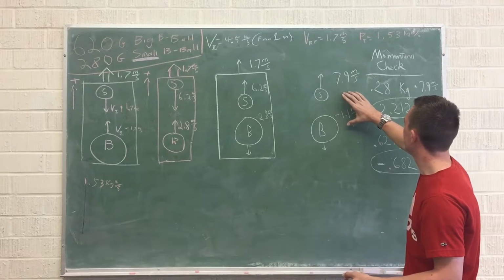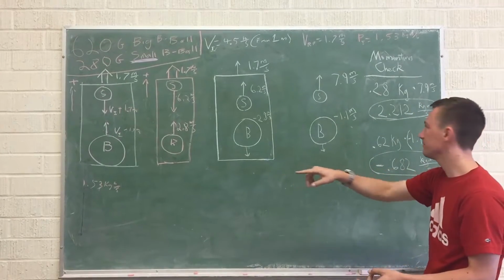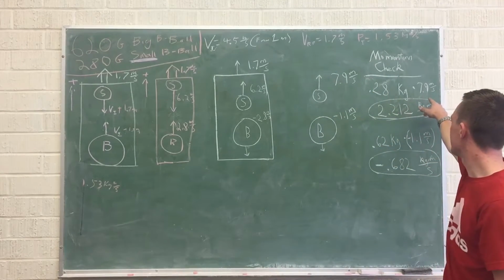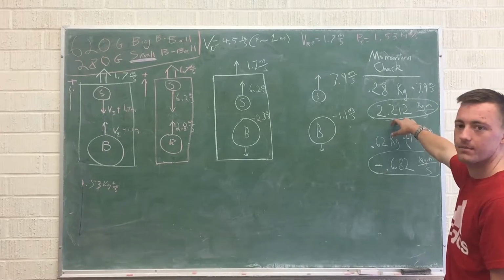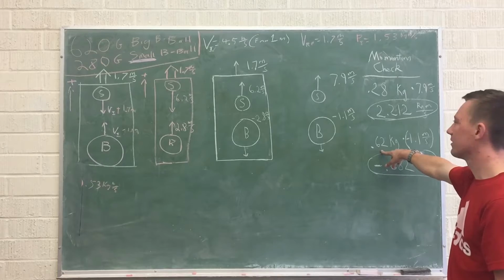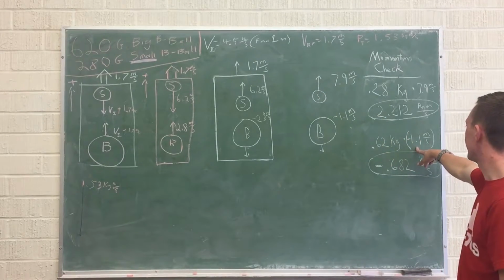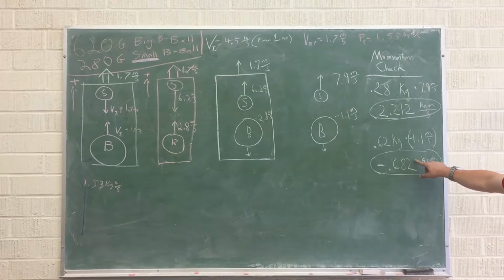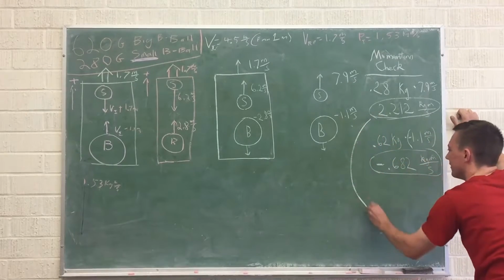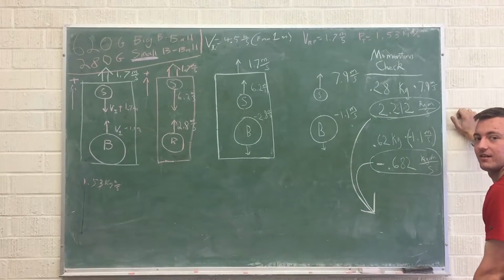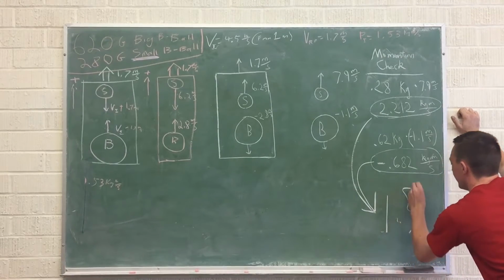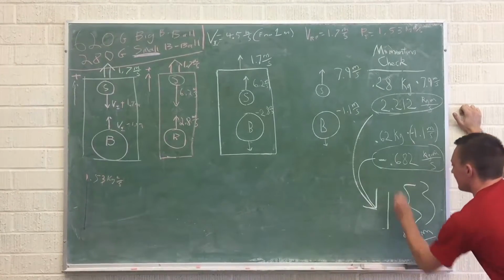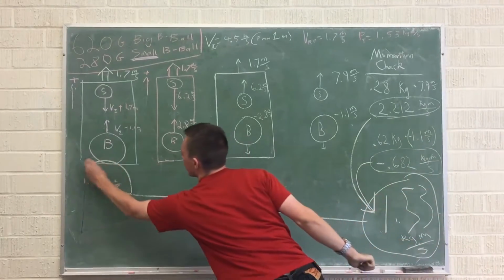If we can find the momentum for both of these, we can check to make sure that we haven't messed up anything. So 0.28 kilograms, which is our mass of the small ball, times 7.9 meters per second is about 2.212 kilogram meters per second. 0.62 kilograms, which is the mass of the big ball, times our negative 1.1 meters per second brings us to negative 0.682 kilogram meters per second. Now, when we add these two together, guess what we get? 1.53 kilogram meters per second, which is exactly what we had over here.